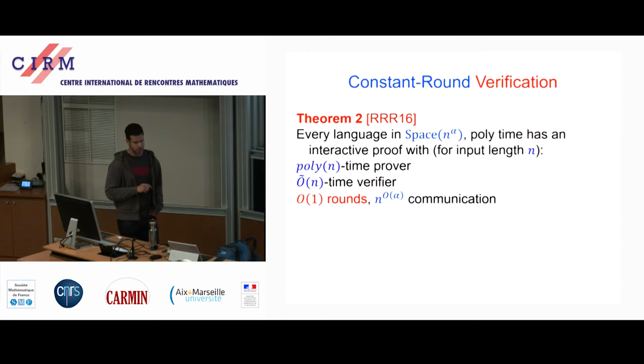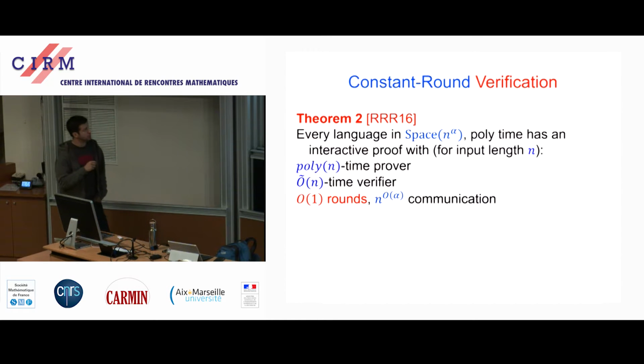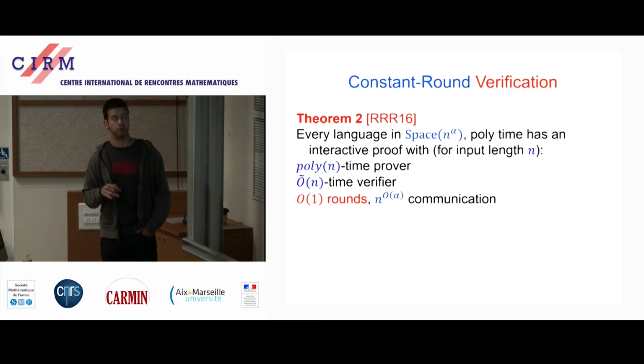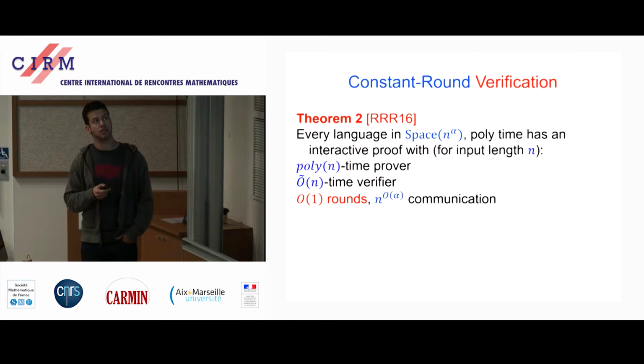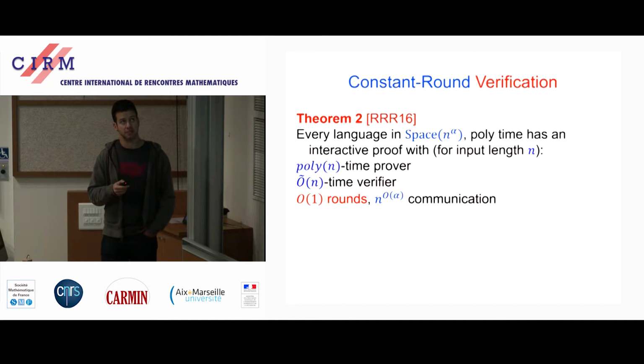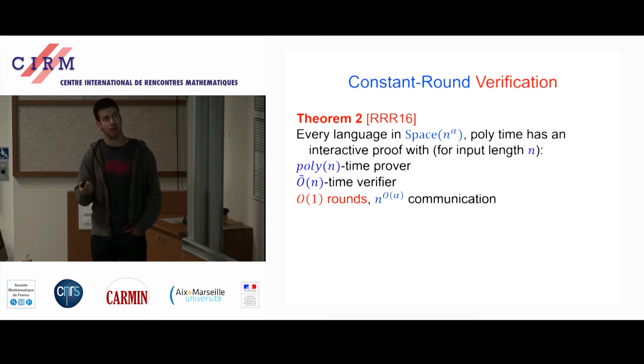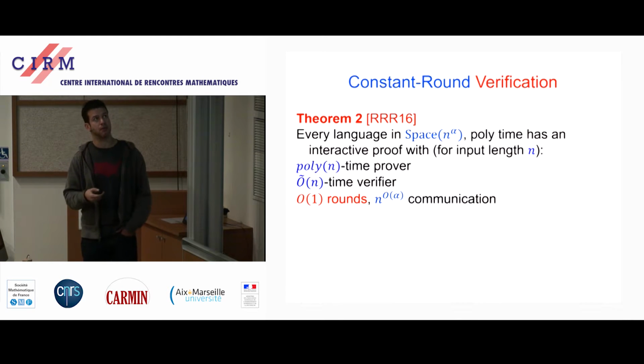So we have some recent work with Ron Rothblum and with Omer Reingold, actually addressing both of these open questions. And there we show that for any language that's computable in bounded space, so now in space n to the alpha and polynomial time, we have an interactive proof system where, again, the honest prover runs in polynomial time.